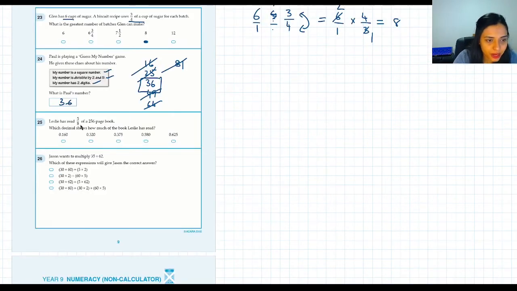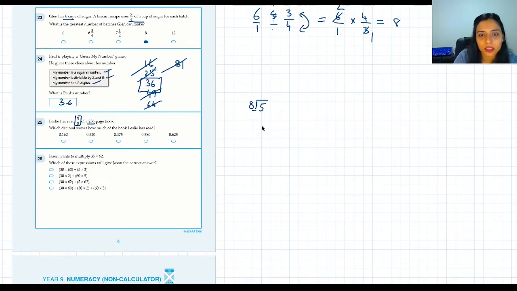Leslie has read 5/8 of a 256-page book. Which decimal shows how much of the book Leslie has read? So we want to convert 5/8 into a decimal. So let's do that. A fraction is really the numerator being divided by the denominator.